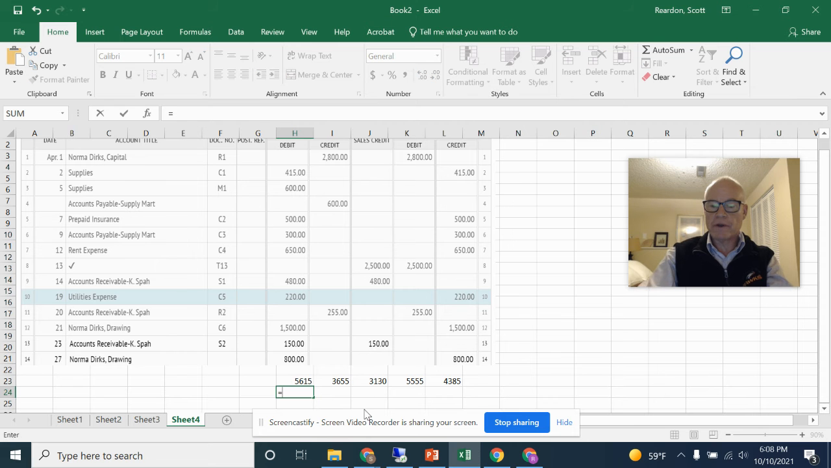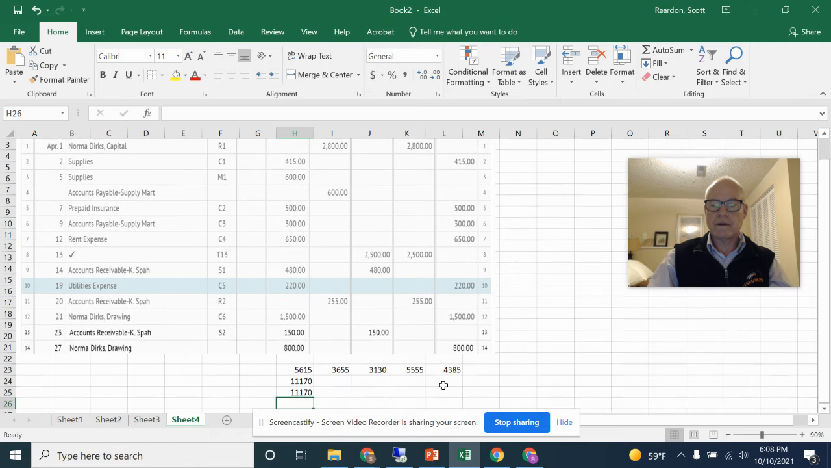My total debits are going to equal general debits plus cash debits. General credits are going to equal that plus that plus that. 11,170. Do I balance? I hope, I believe, I think.